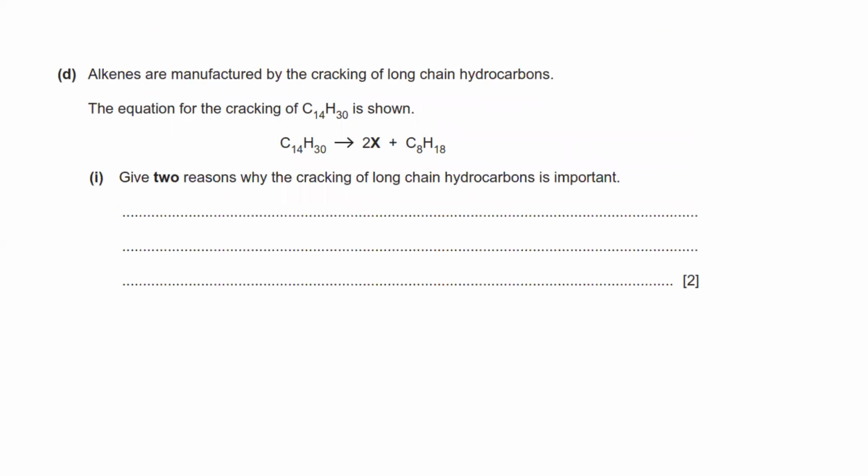Then it says part D, alkenes are manufactured by cracking of long hydrocarbons. The equation for cracking of C14H30 is shown. Give two reasons why cracking of long hydrocarbons is important. So again, cracking of long hydrocarbons is a source of gasoline or fuel for us, and is also extensively used in making polymers, and is also an industrial mechanism to create hydrogen gas.